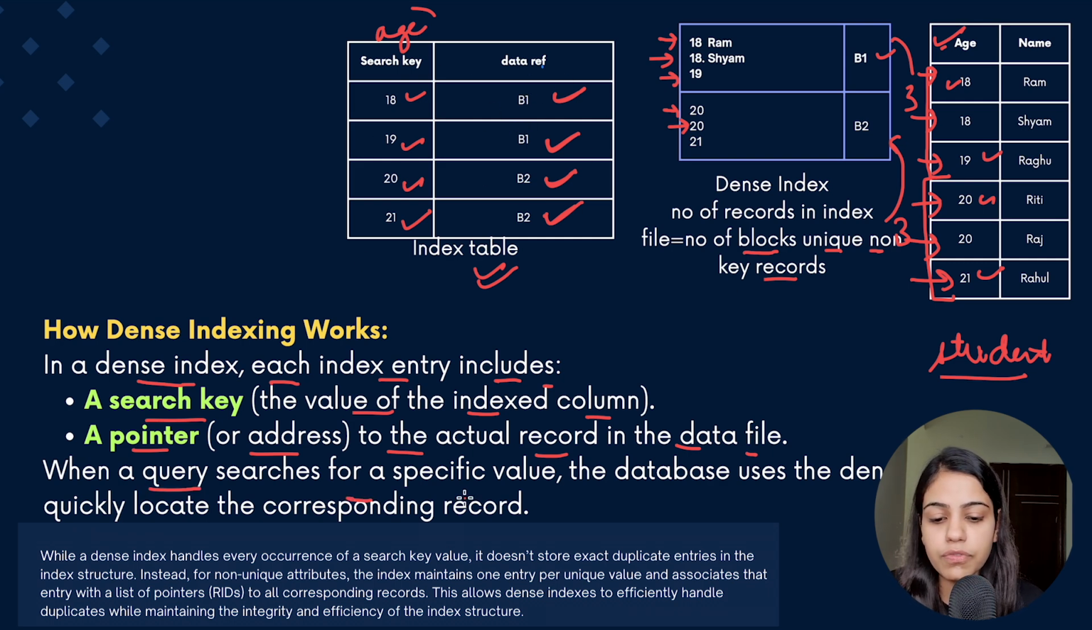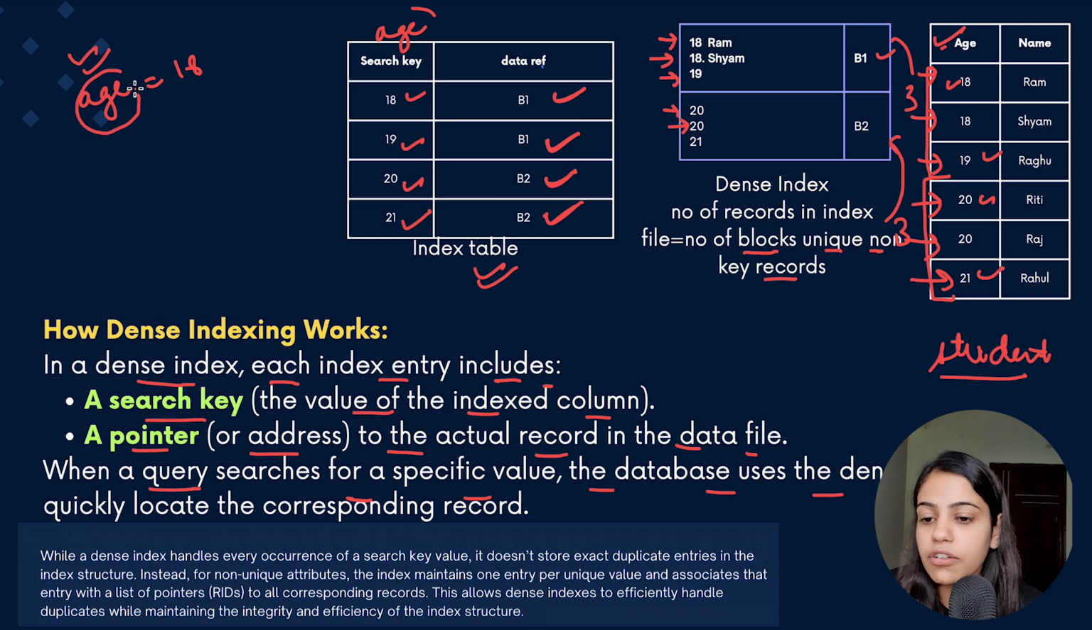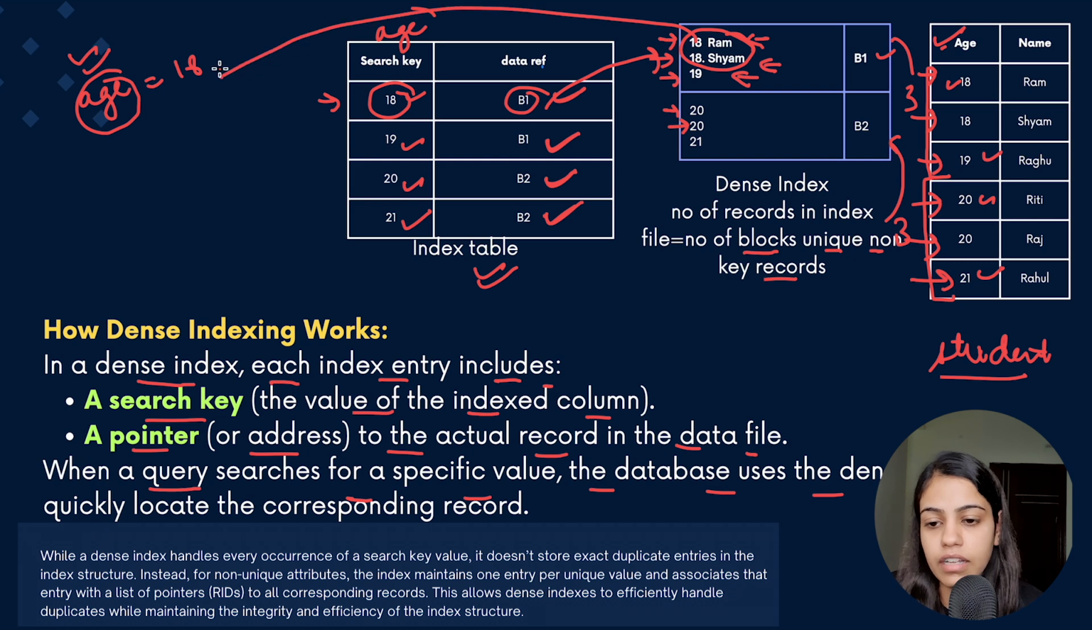Now when a query searches for a specific value, the database uses the dense index to quickly locate the corresponding record. Consider I want the details of all the students whose age is equal to 18. Although age is a non-primary key attribute, since we have indexed this column, it will give me faster results. It will come to this index table, which is a dense index, and search for 18. It has 18, so now it will go to block B1 and search in that block. Wherever it finds 18, it will take that data and return it in the final result.